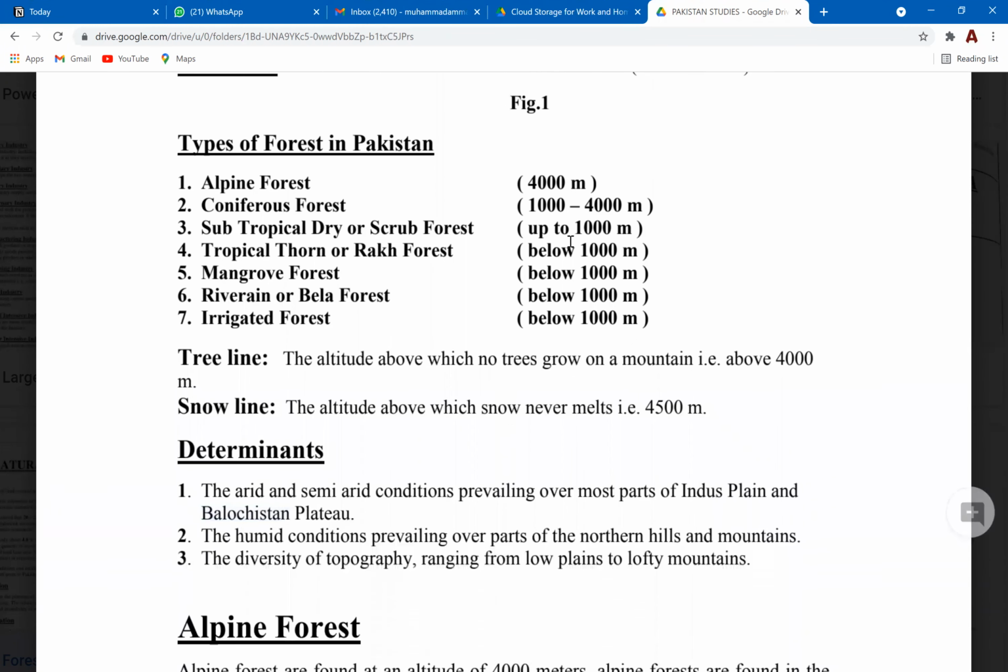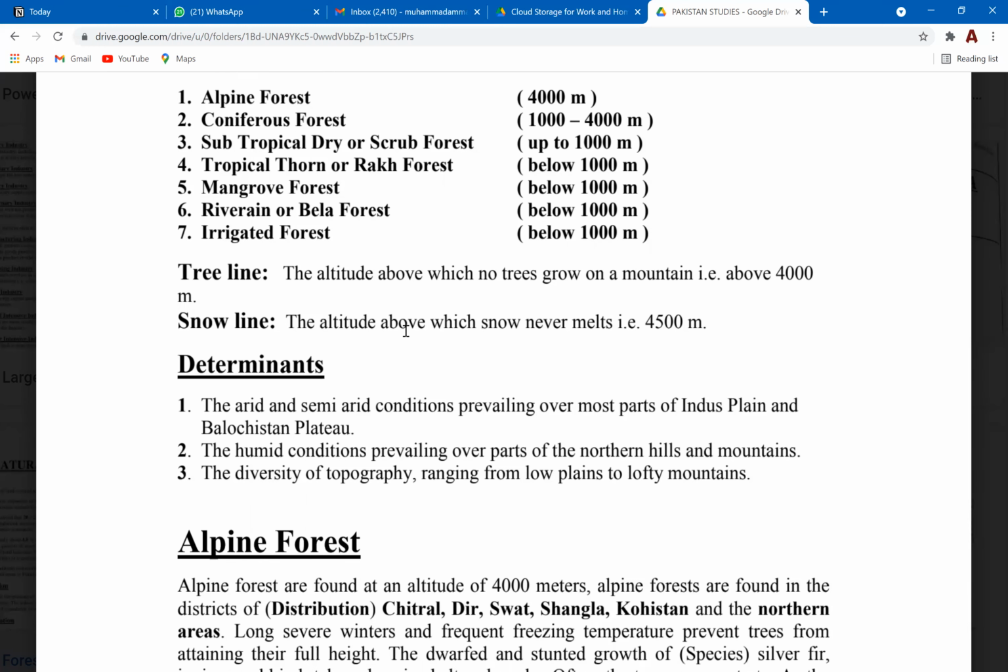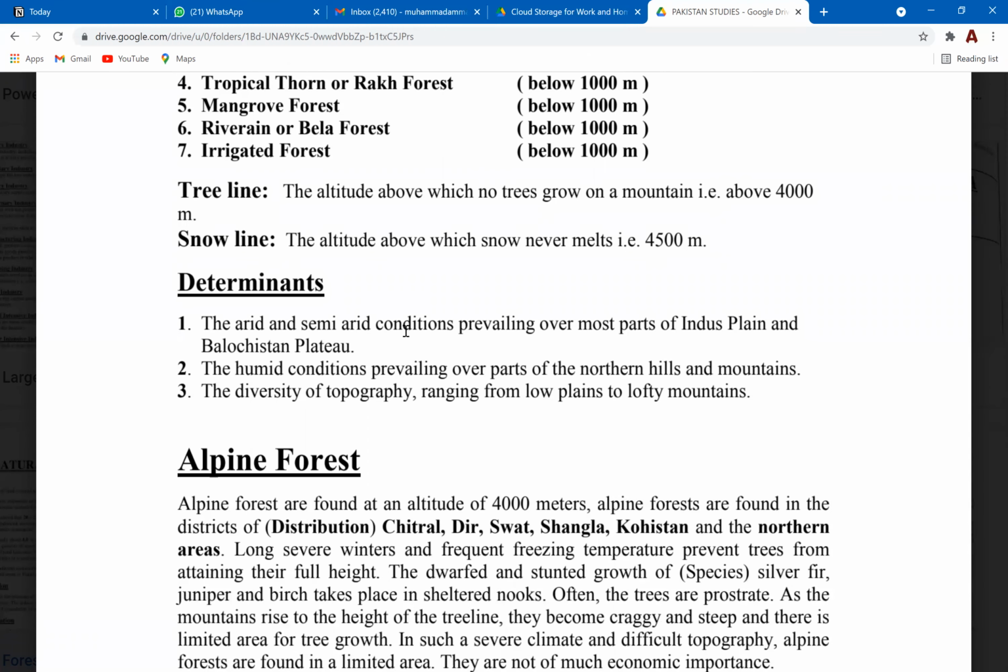Okay. Types of forests in Pakistan: alpine, coniferous, subtropical, tropical thorn, mangrove, riparian, and irrigated forests. So we're going to be studying these forests in detail now, each of this type, because this is very important.